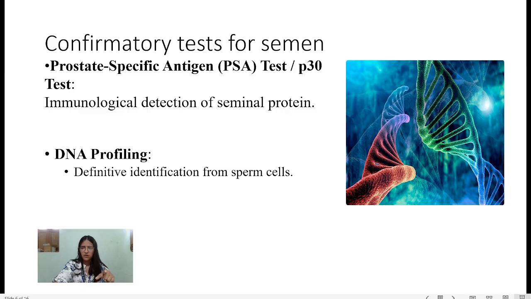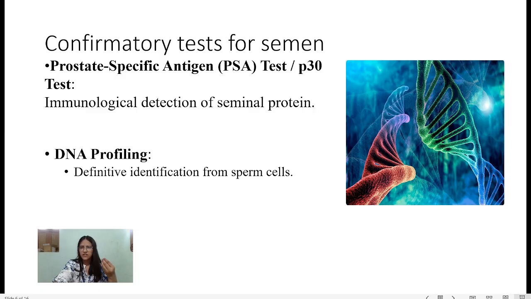So how to perform this test, we just have to introduce a strip known as immunochromatographic strip onto the suspected stain. The result will be positive. Okay, a positive reaction confirms presence of semen. If it's negative, then we can say that there is no semen present in that stain.